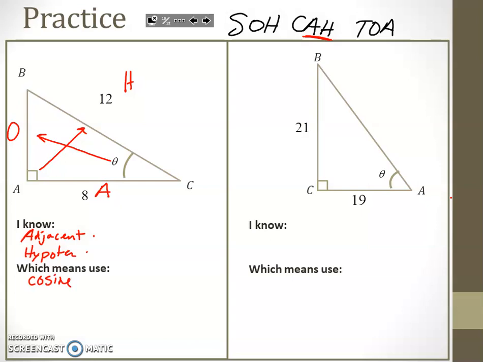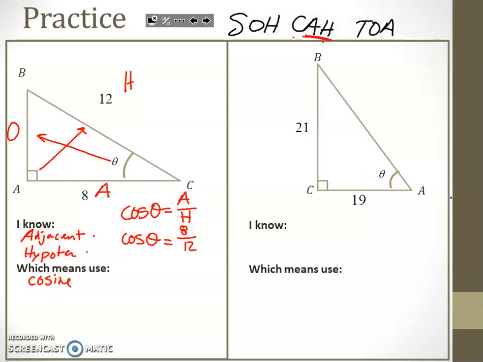So I'm going to write that function out. Cosine theta equals adjacent over hypotenuse. Remember, cosine theta equals adjacent over hypotenuse. I'm going to fill that in. Cosine theta equals adjacent is 8 over my hypotenuse, which is 12. Now again, I'm trying to get theta by itself.